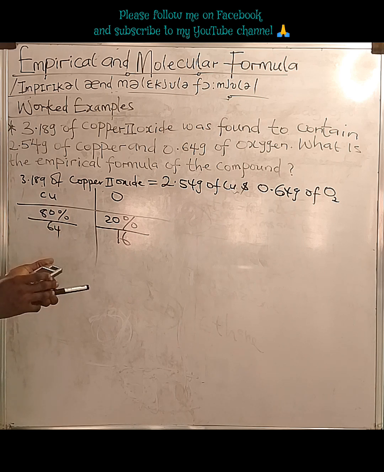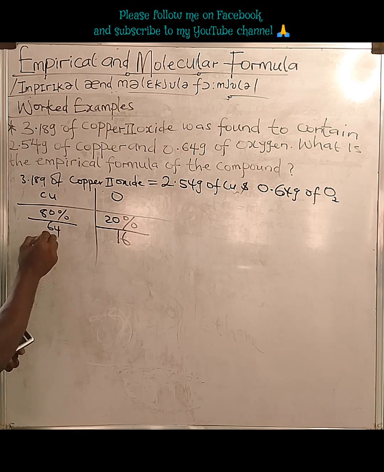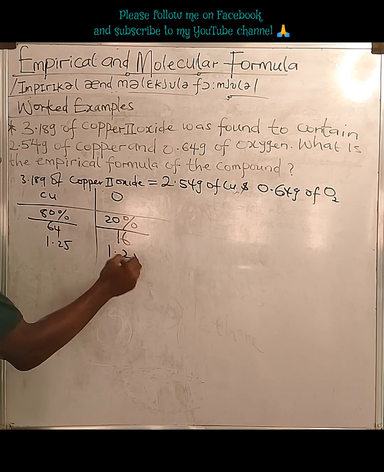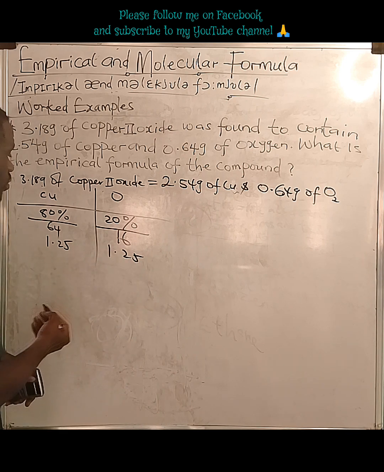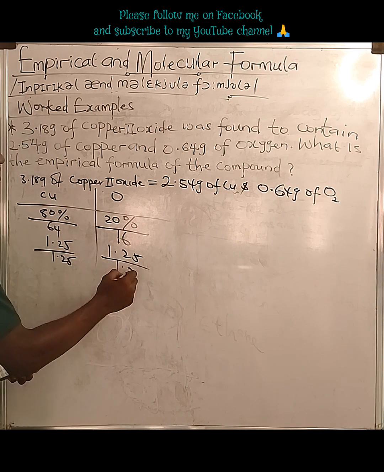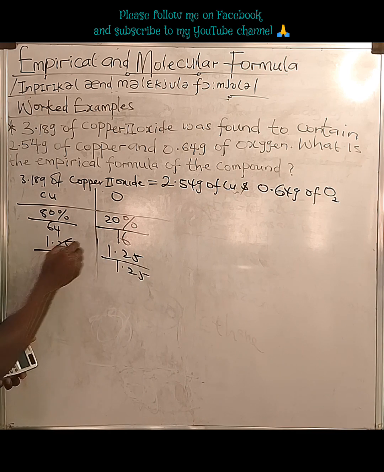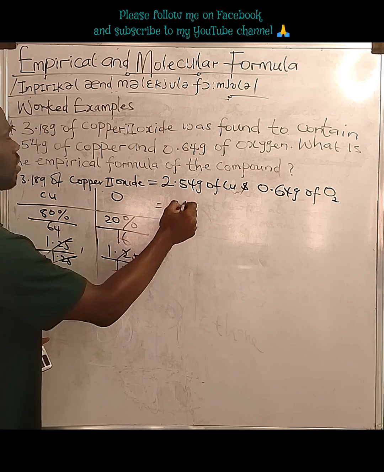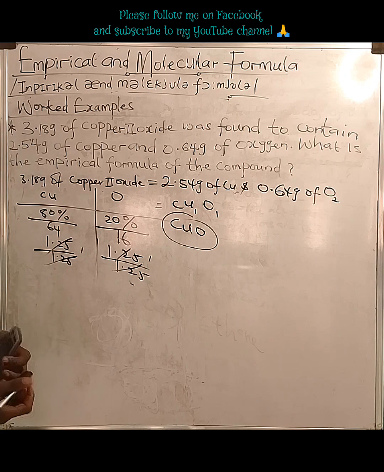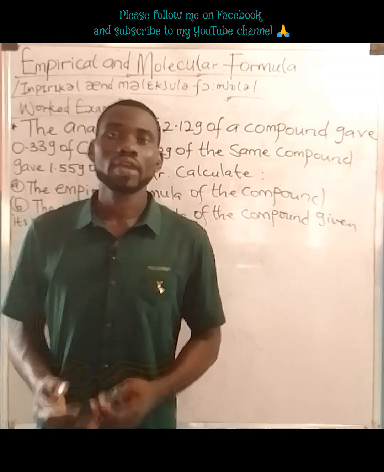Let's quickly divide. You're going to get the same result. 80 divided by 64 gives us 1.25. Now 20 divided by 16 also gives us 1.25. Wow. So what do we do next? We use one of them to divide all through. Normally we use the least, but they are the same. Just take out 1. You see you have copper 1, oxygen 1, which is copper 2 oxide. As simple as that. Okay, here's another example.